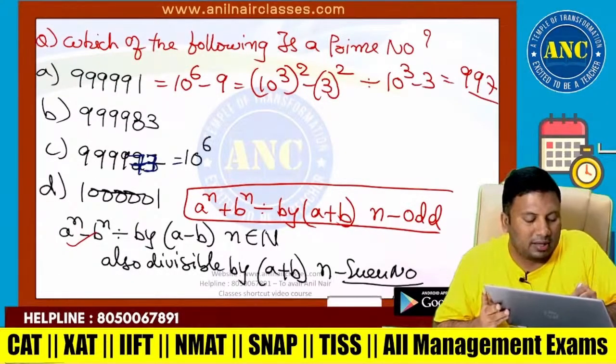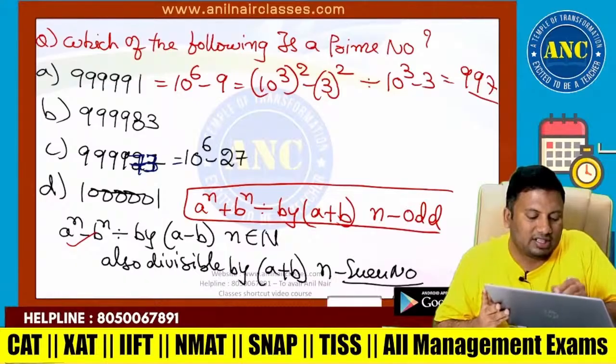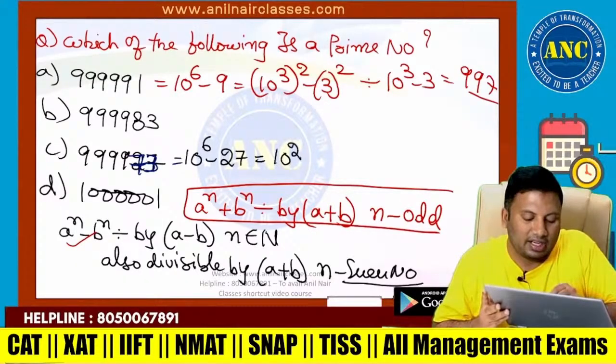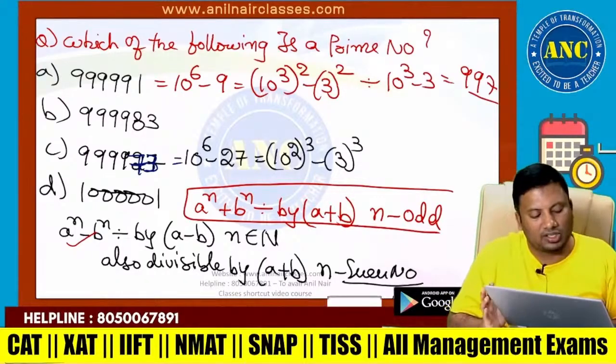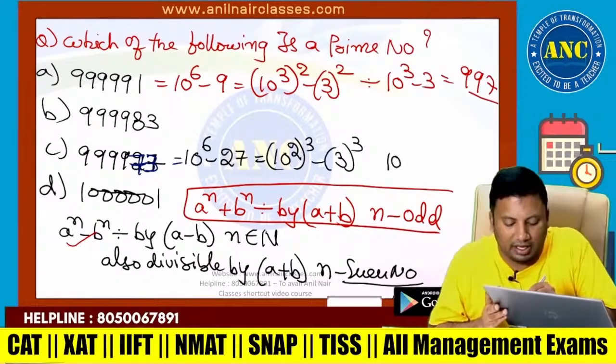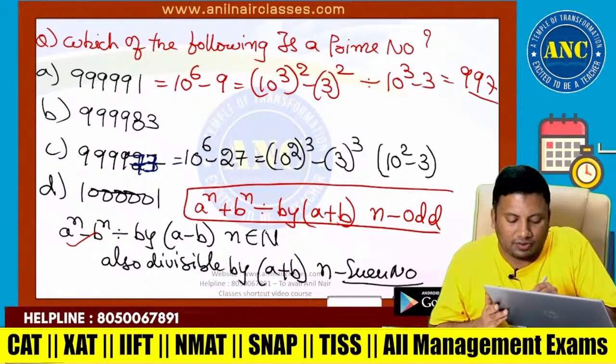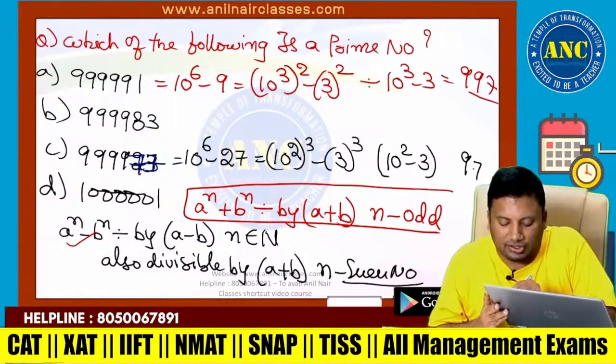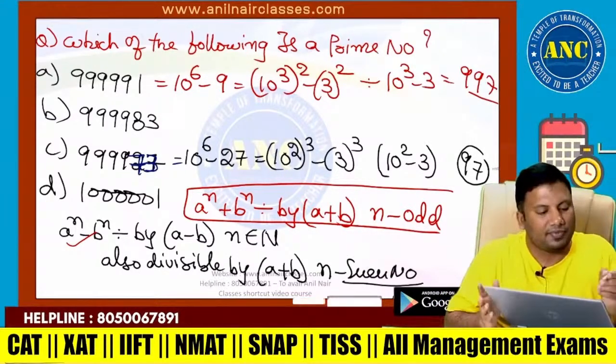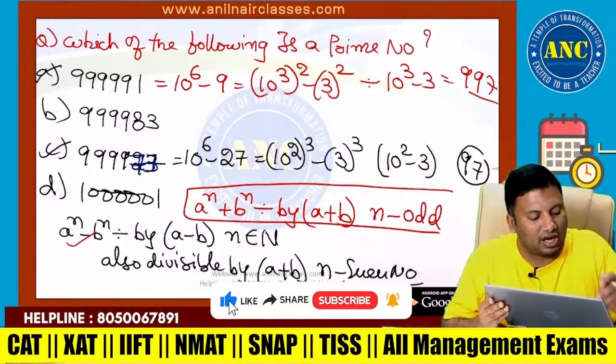This is nothing but 10 power 6 minus 27, which is (10 square) whole cube minus 3 cube, that is a cube minus b cube. It is divisible by a minus b, 10 square minus 3, 100 minus 3, which is 97. So these are composite.